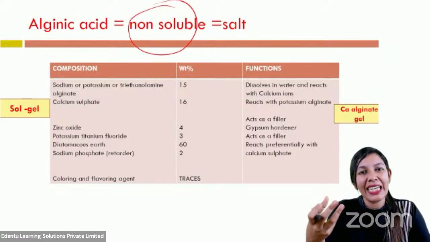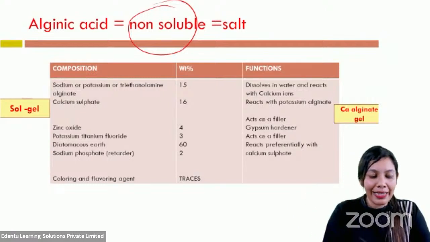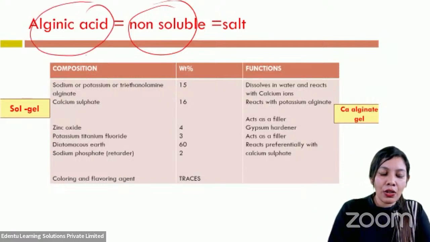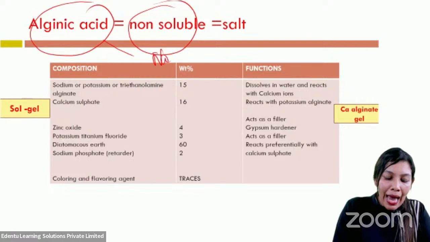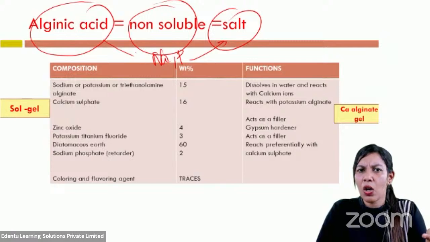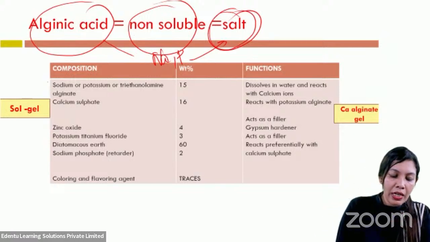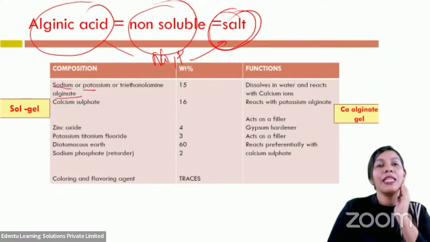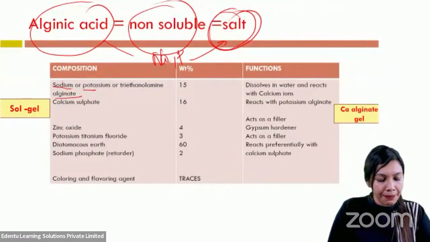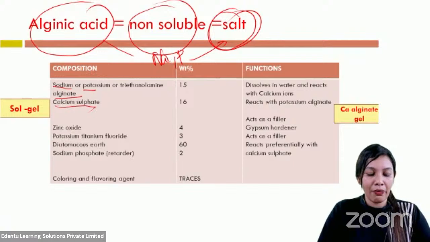So what they did is they added this alginic acid to sodium and potassium to form a salt. Simple. Alginic acid, since it is insoluble, sodium and potassium was added to form salt. What salt? Sodium and potassium alginate. So this was the salt that was formed. And to that, calcium sulfate was added. Why is calcium sulfate there?